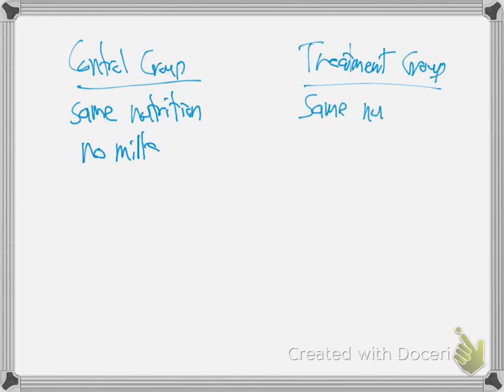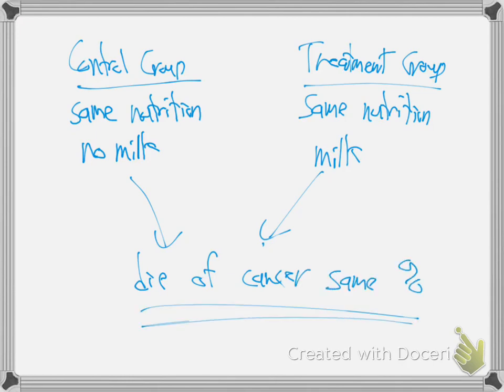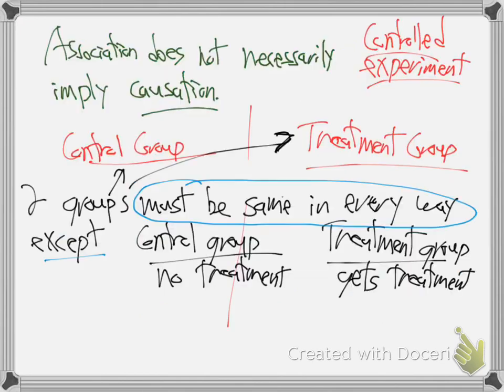Same nutrition, and they're given milk. And then you could find out that the milk group, I would say, die of cancer the same percent. You'd find there's no difference. That's the real controlled experiment. You have to have the same nutrition, same in every way. So that's what you got to do. The groups must be the same in every way.